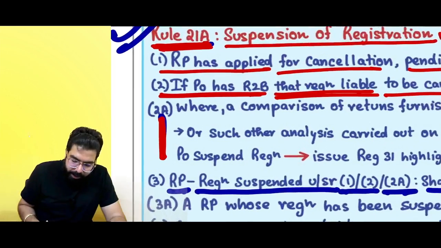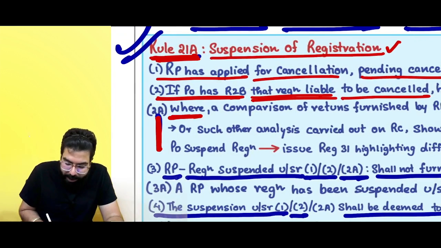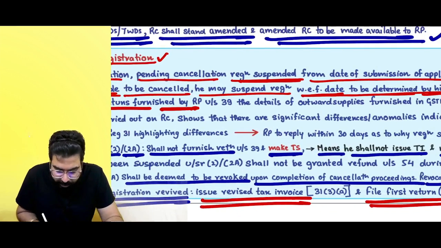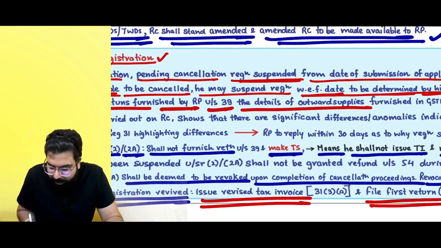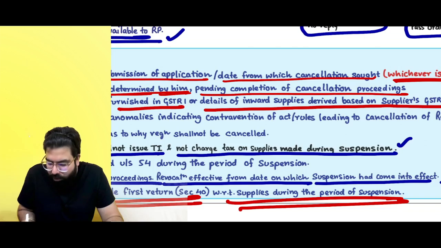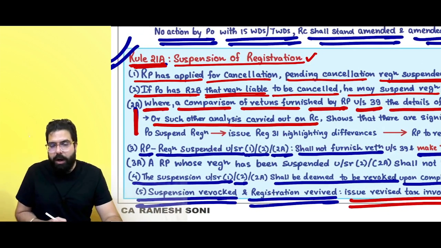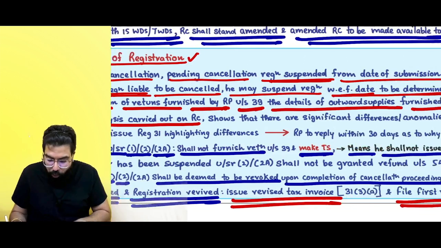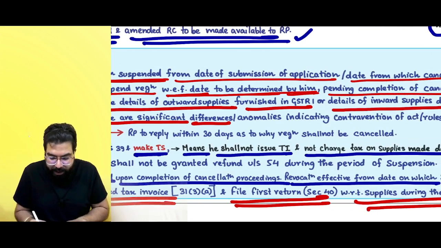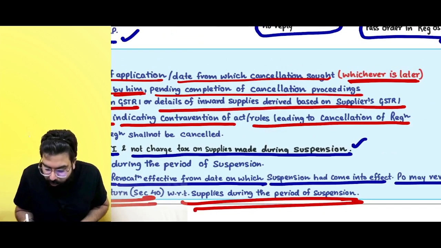What is the rule number? Rule 21A. It says where, on a comparison of returns furnished by the registered person under section 39, the details of outward supply in GSTR-1 or the details of supplies based on the supplier's GSTR-1, or any other analysis carried out, it is seen that there are significant differences or anomalies indicating contravention of the Act or leading to cancellation of registration.